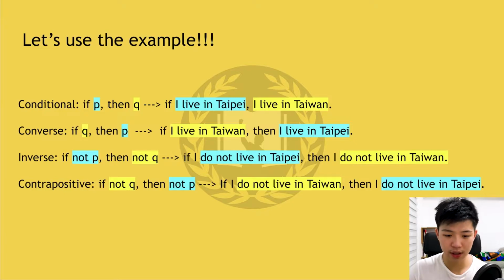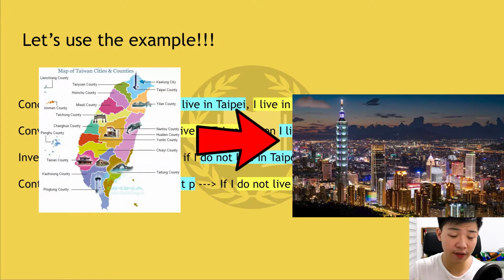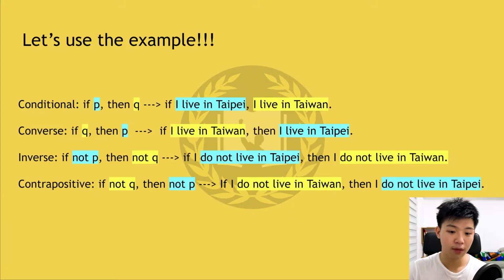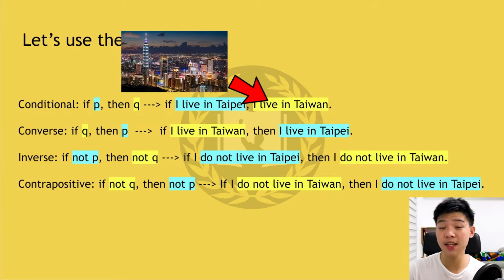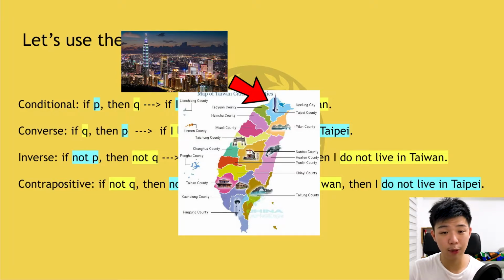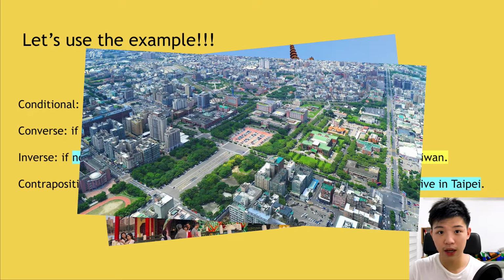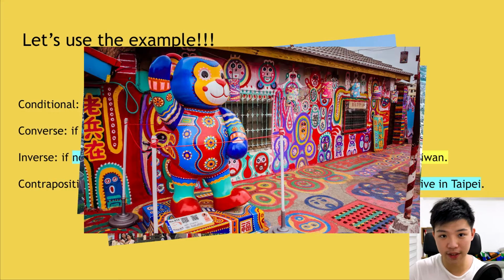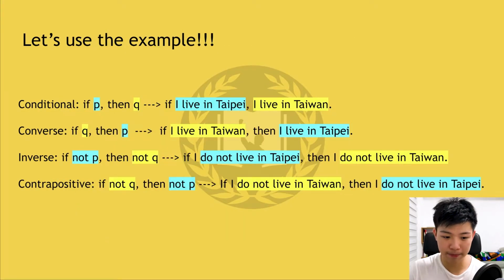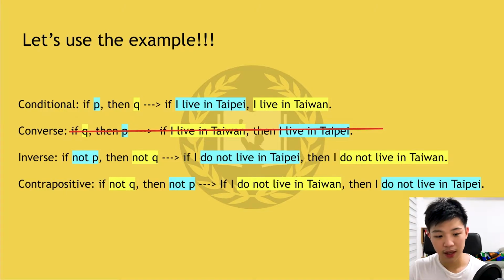Now let's look at the converse. If I live in Taiwan, then I live in Taipei. Is this statement true? No, because even though Taipei is in Taiwan, there are other places in Taiwan where you can live. Therefore, if I live in Taiwan, I don't have to live in Taipei. I can live in Kaohsiung, or Hsinchu, or Taichung. All these places are places where we can live without being in Taipei. So this is false.